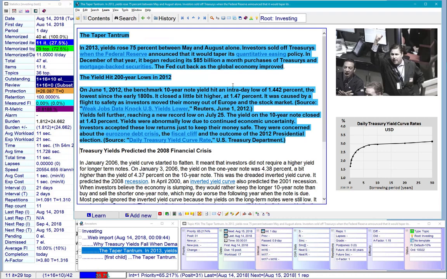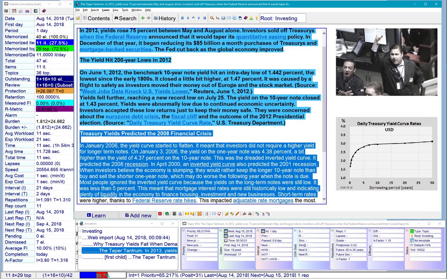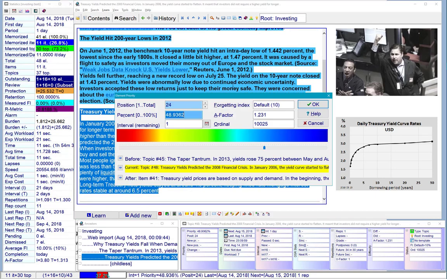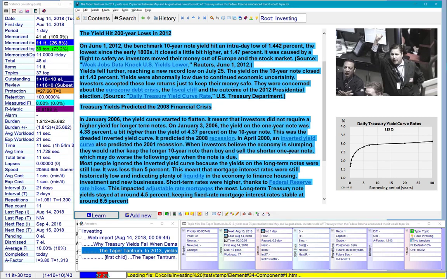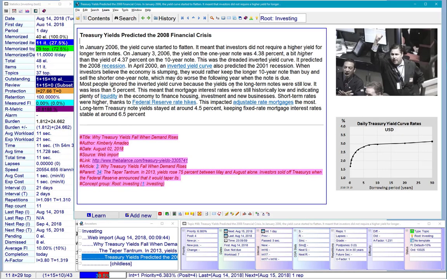Treasury yields predicted the 2008 financial crisis. Great, that's interesting. I'll give it a high priority. Let's see. In January 2006, the yield curve started to flatten. Now I understand flatten because I have a picture. My own picture. I wouldn't understand it in the article. It meant investors did not require high yield for longer-term notes. In January 2006, the yield on the one-year note was 4.38, a bit higher than the yield for the 10-year note. Uh-huh. That's the dreaded inverted yield curve.